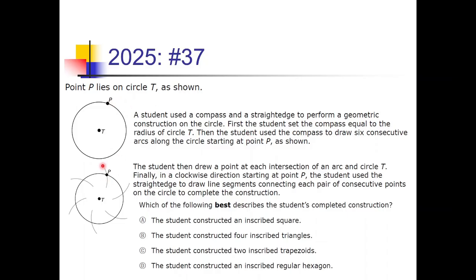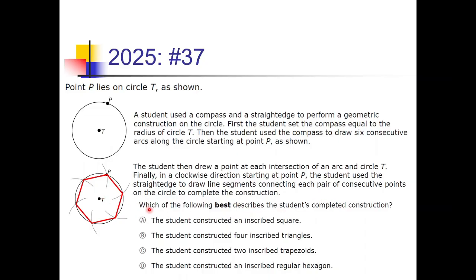So this is down here. These are the arcs that they've shown here. And then the student drew a point at each intersection of an arc and circle T. And finally, in a clockwise direction, starting at point P, they used a straight edge to connect line segments to the consecutive points around the circle. So they did basically this sort of thing here, where they connected all these points that they would have drawn at the intersection of these arcs and the circle. So which best describes the student's completed construction?